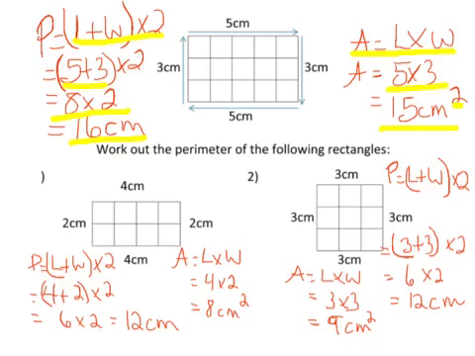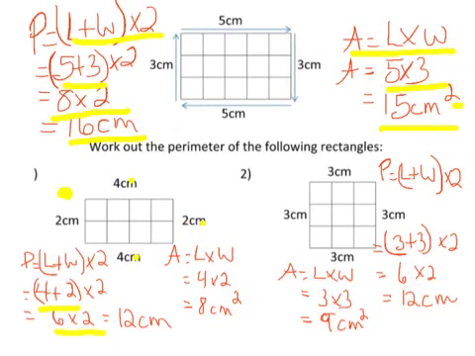This rectangle below here, perimeter is length plus width times 2 again. So 4 plus 2 is 6. 6 times 2, because there's 2 of each, is 12 centimeters. For area, it would be length times width. Our length is 4, our width is 2. 4 times 2, 8 centimeters squared, making sure you remember that little 2.